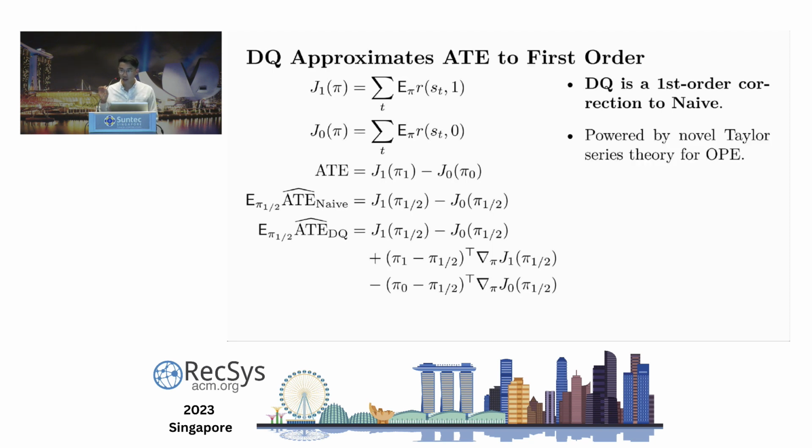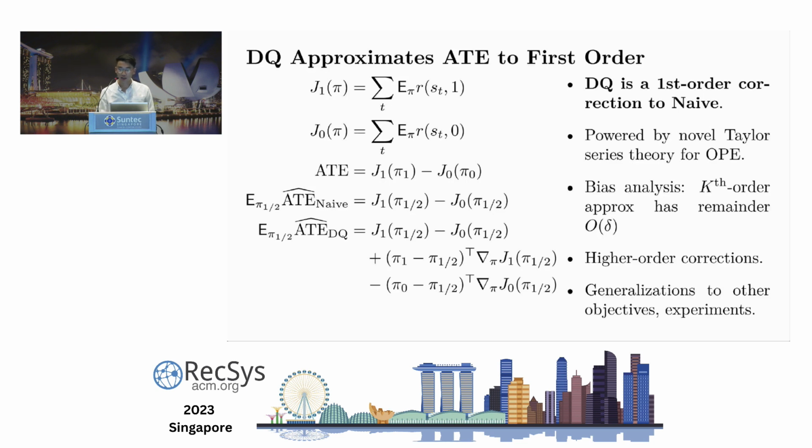And this is the main theoretical content of the paper. This is all powered by a novel Taylor series expansion that's useful for off-policy evaluation more broadly. And from this, you immediately get a bunch of useful results. First of all, the bias analyses that we talked about all pop out immediately by bounding the remainder of this Taylor approximation. And there are various generalizations of the estimator that are possible when you look at it from this perspective.